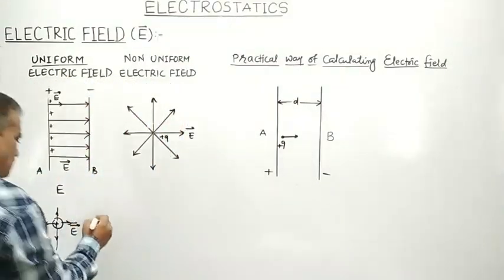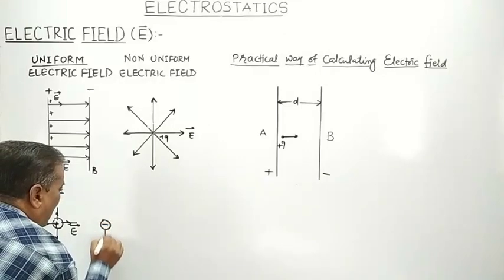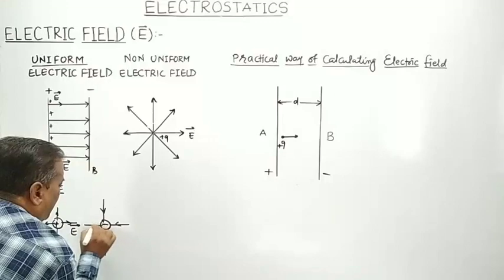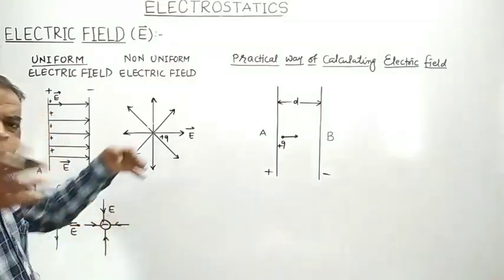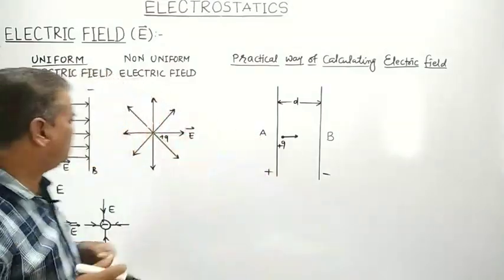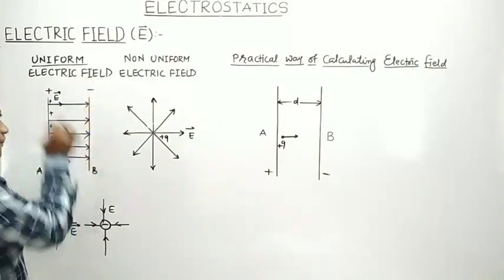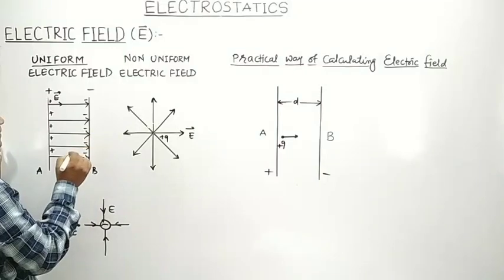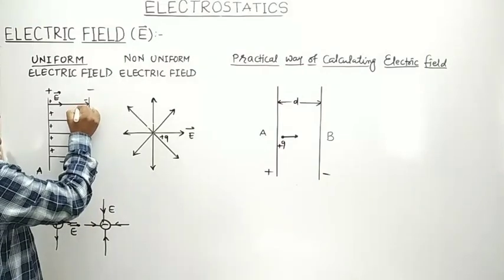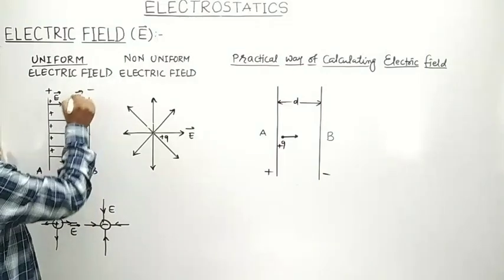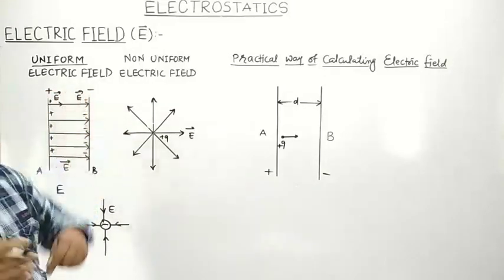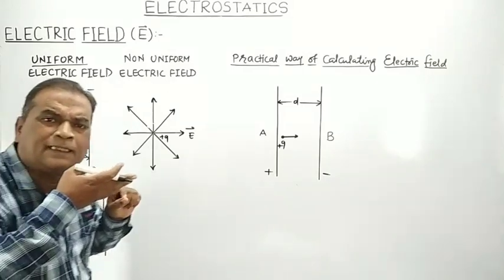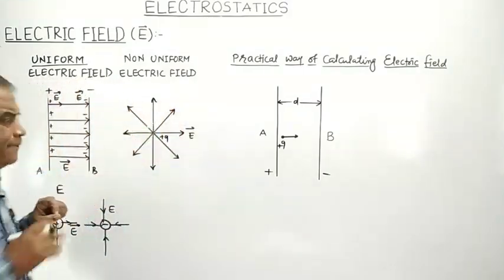Similarly, if we have a negative charge, then the electric field due to the negative charge is pointing towards that negative charge. So on plate B, where we have negative charges, the direction of electric intensity due to the negative charges is directed towards the plate. From the positive charge, the electric field intensity is pointing away.